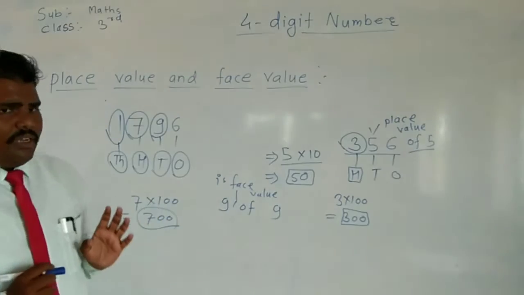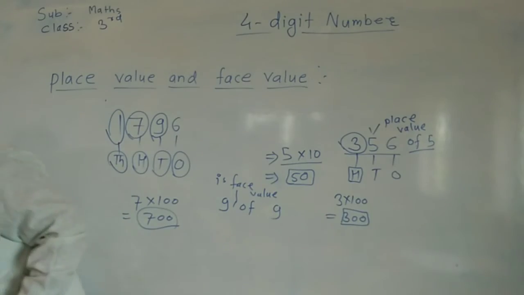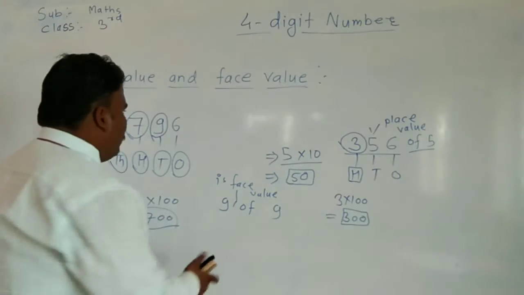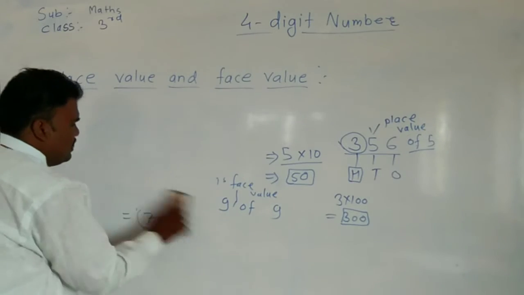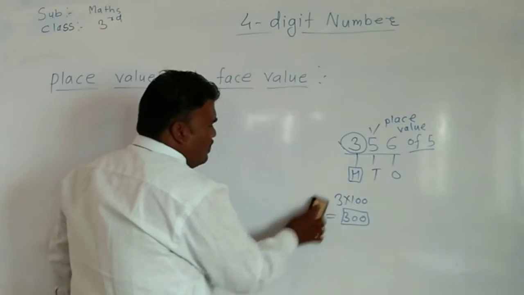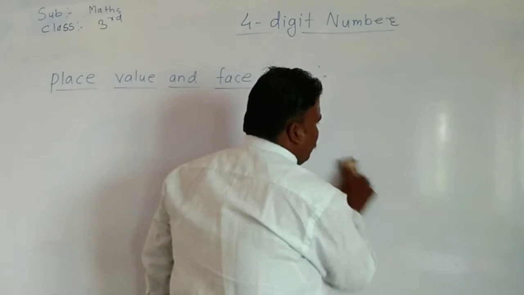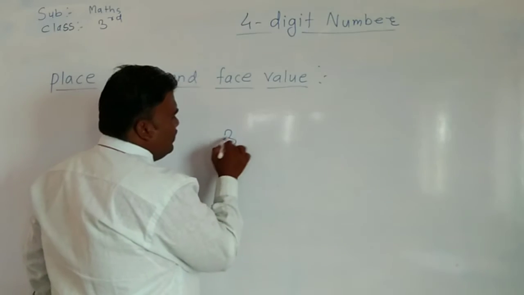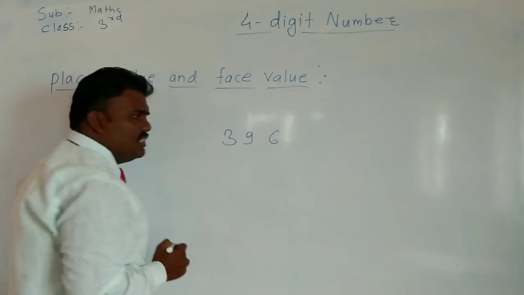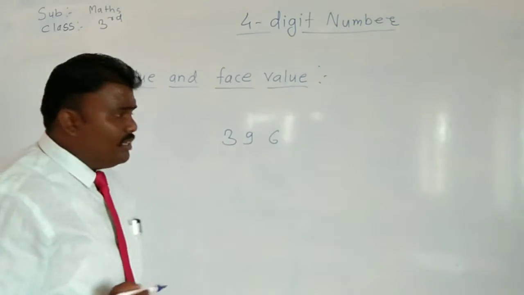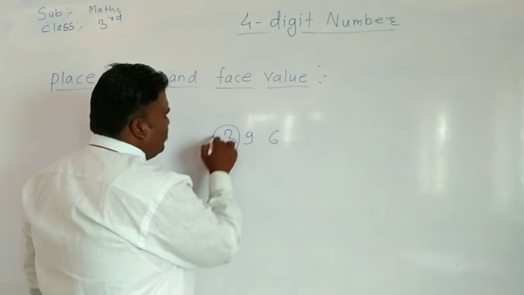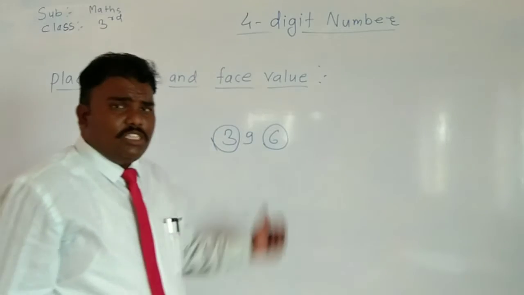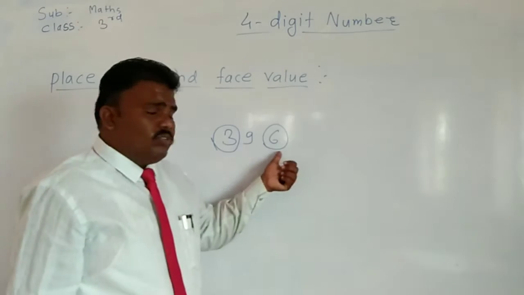Whenever someone asks questions on place value and face value, which type of questions arise in the exam? They do not only ask you what is the place value and what is the face value. So let's talk about the next question. Suppose 396 is the number, and in this number they can ask you what is the difference between the place value of 3 and the place value of 6.